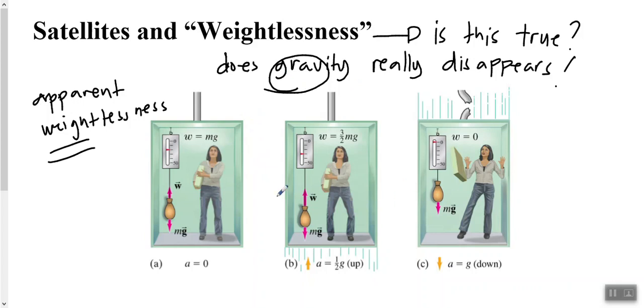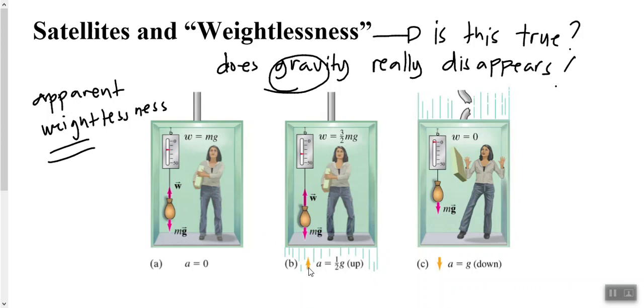Let's just look at this elevator scenario here, which is not a very strange one, but it is a feeling of weightlessness. So we look at A, we see that the object is moving at a constant speed, therefore it's not accelerating. So we could see here that the weight on the scale is equal to the force of gravity. Now the object starts to go up.